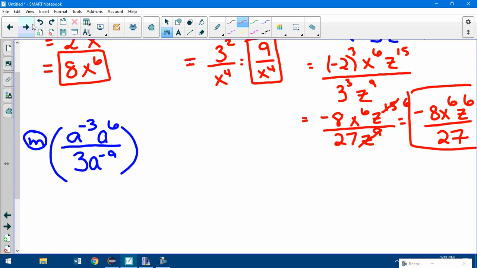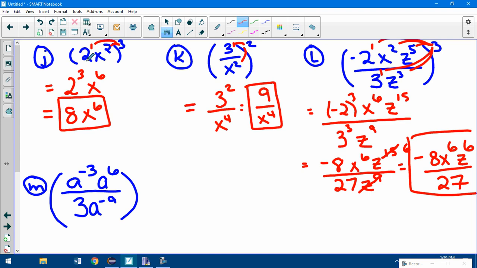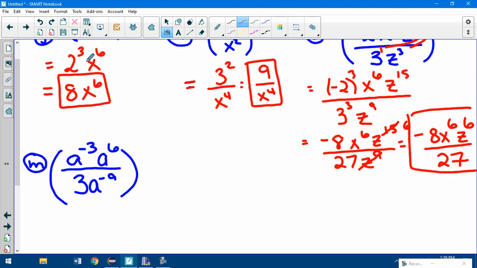Now you might remember from previous example, x to the negative n is 1 over x to the n. But what I really want you to focus on is that negative exponent means flip the side of the fraction it's on. Okay, so what I would suggest you do, and you're going to see me do this a lot more tomorrow also, is circle anything that has a negative exponent. So a to the negative third, a to the negative 9th.